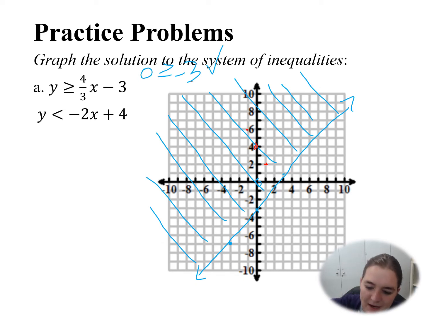This time I'm going to have a dotted line to connect my dots because I don't see that "or equals to" piece. And again, I can use a test point of (0, 0). When I plug in a test point of (0, 0), I want to know, is 0 less than 4? Which in this case is true again. So I'm going to shade the side that has the test point.